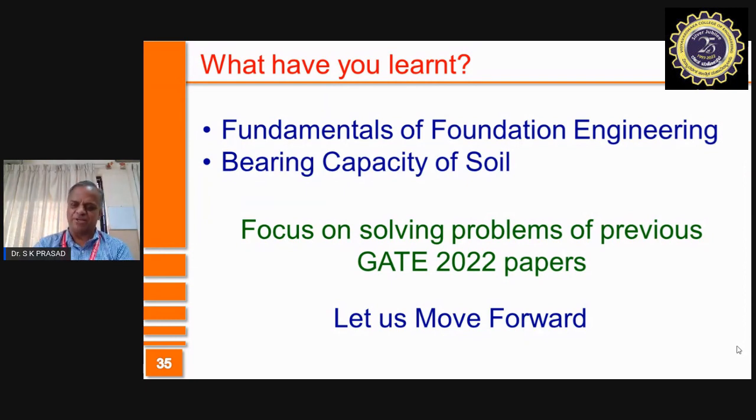So we'll have foundation engineering, we'll have bearing capacity, and the focus will be on further bearing capacity, settlement, and later on pile foundation. I hope to cover these topics in the next 45 minutes.